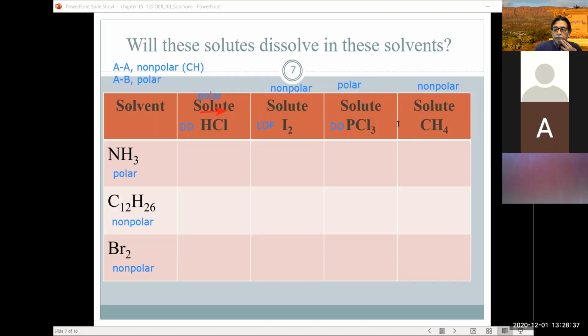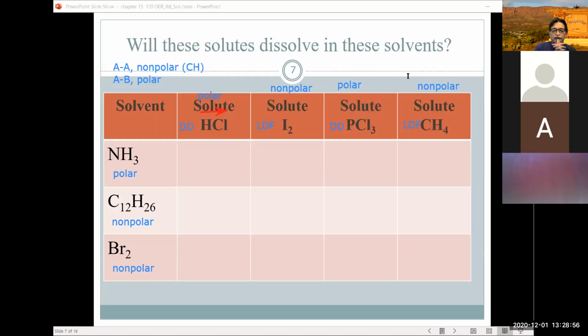And then methane. It's nonpolar. What does that tell you automatically, the force that's involved there? London dispersion. Okay. But it's all entwined here, you know.